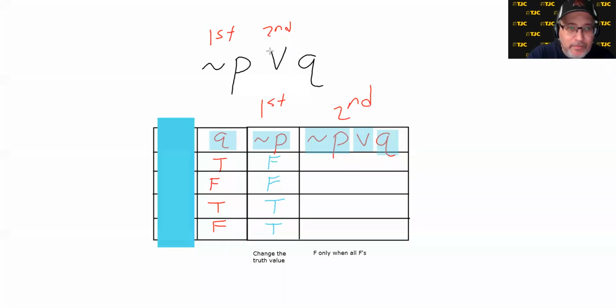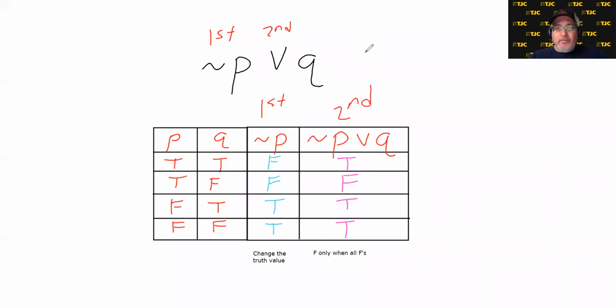The second row is all F's. The second row is the only row that follows that rule of all F's. So that is the only row where we write false. No other row has all F's, which means no other row is false. That means the rest of the rows are true. All right, let's clean this up. And we've completed the last column, thus completing the truth table.